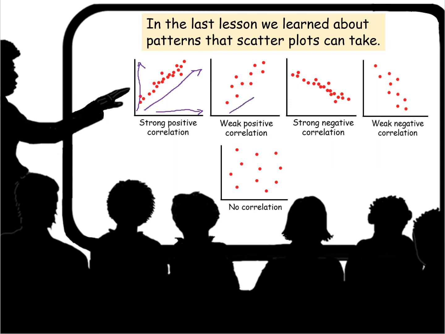This is a weak positive correlation. Why? Because the points are, as you can see, a little more spread out, where in the first example they're more clustered.